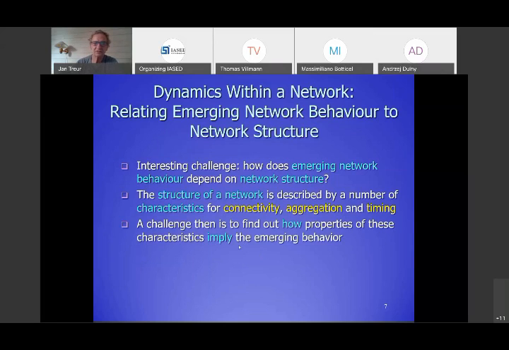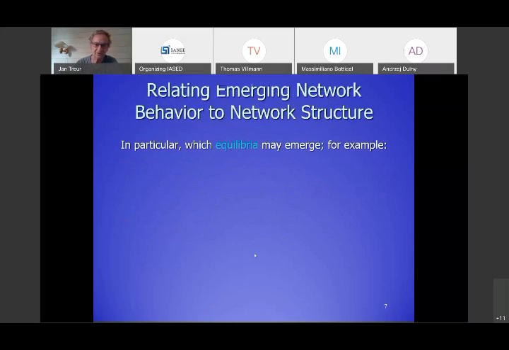And then the challenge is to find out how properties of these characteristics imply certain characteristics or certain types of emerging behavior. So that's what I will address first. And after that, I will address the adaptive networks.